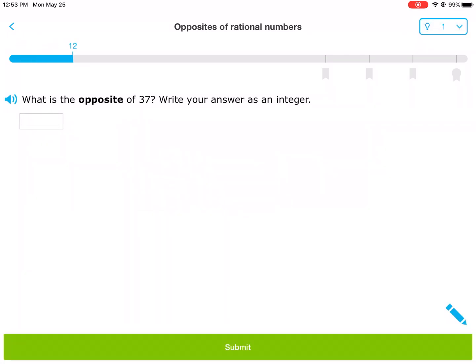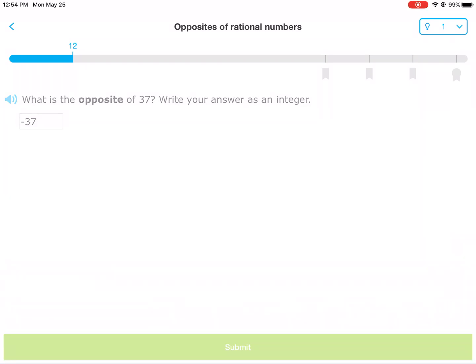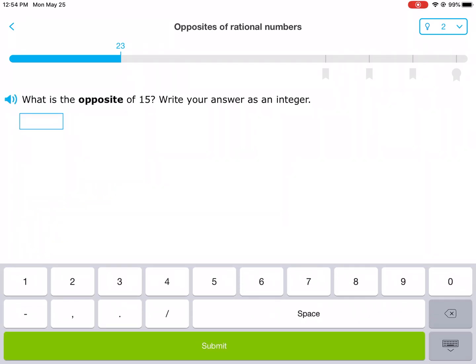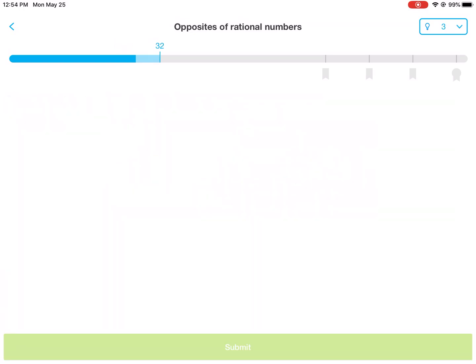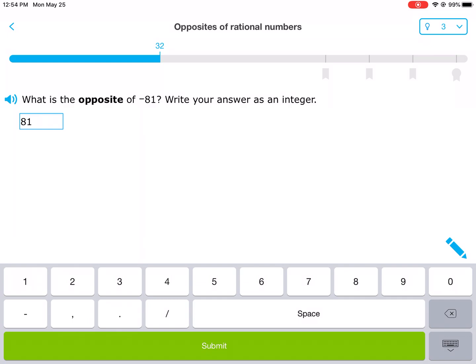All right, what is the opposite of 37? Opposite of 37 is a negative 37. What is the opposite of 15? Made a mistake. Negative 15. All right. Okay, what is the opposite of negative 81? It's going to be a positive 81.